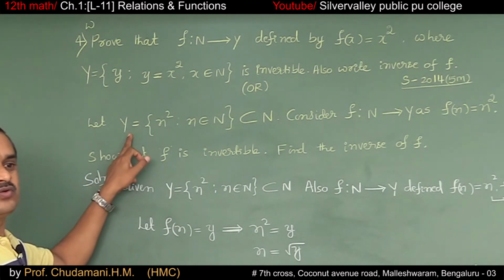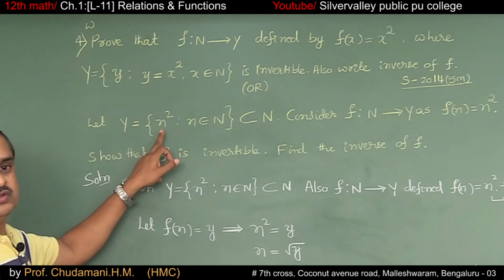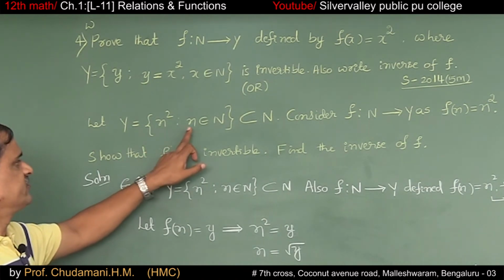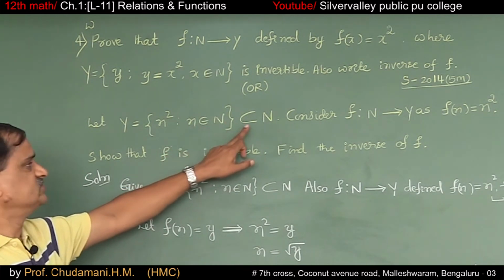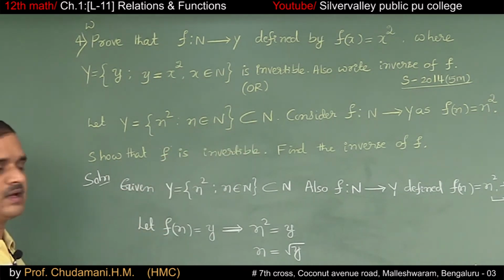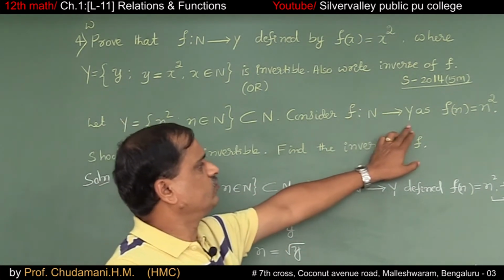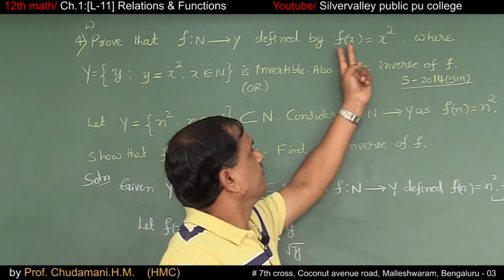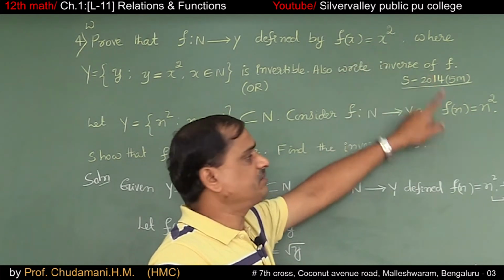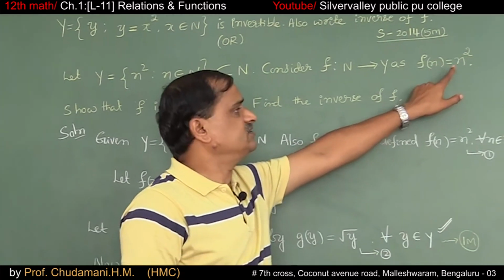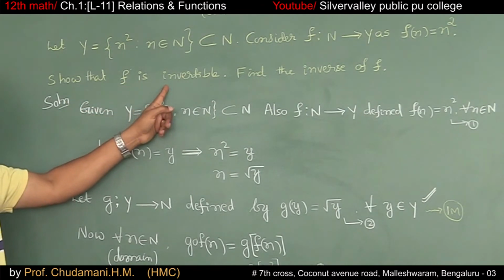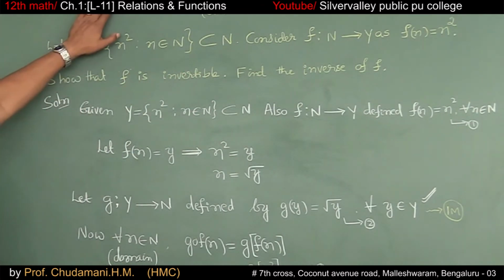Let y be the set of elements n square such that n belongs to capital N, which is a subset of capital N. Consider f from N to y defined as f of n equals n square, f of x equals x square. In place of x we have n, f of n is equal to n square, they have defined. Show that f is invertible. Find the inverse of f. So either this or this, both are one and the same.